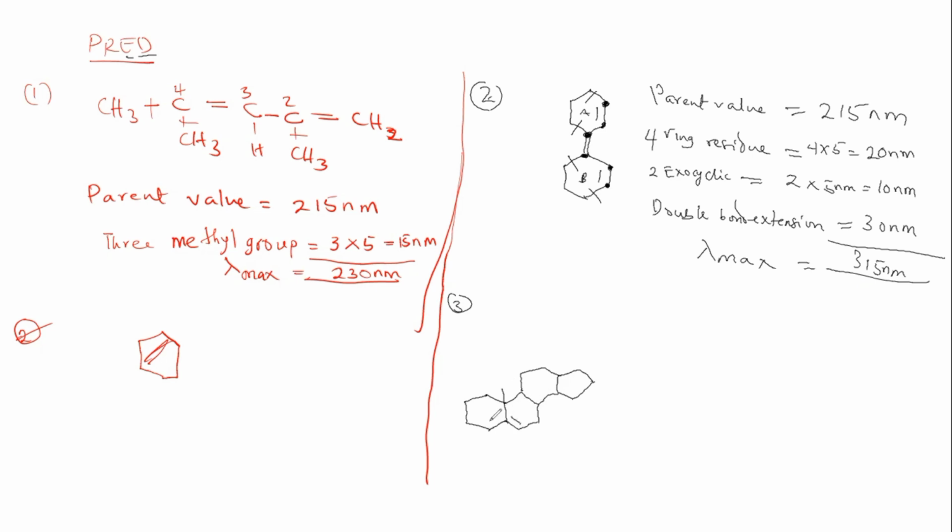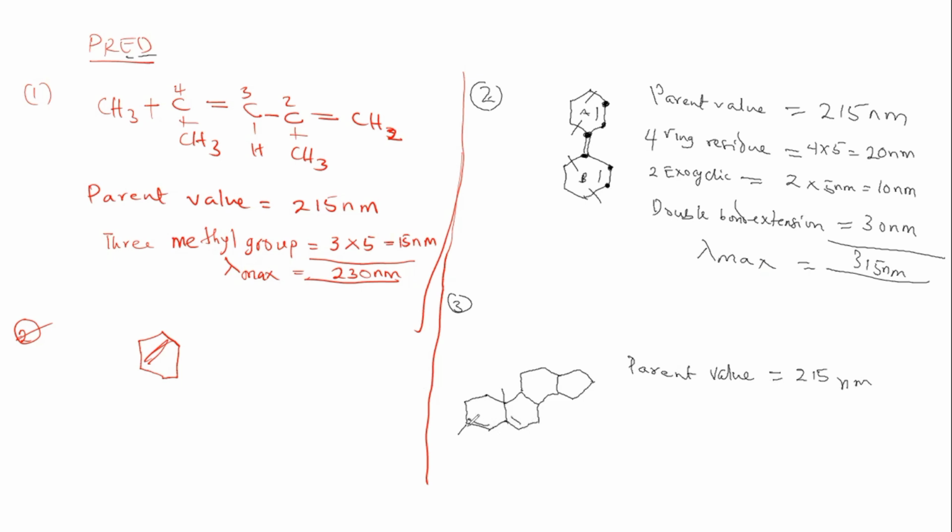Now, when you look at this compound, you can see that these double bonds are not in the same ring. So therefore, the parent value is going to be a heteroannular diene. It's a heteroannular diene, so of course, it's going to be 215 nanometers.